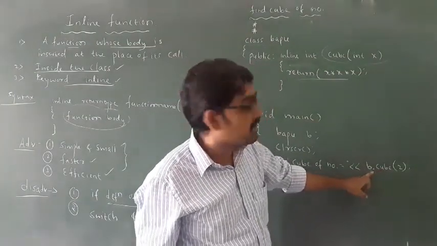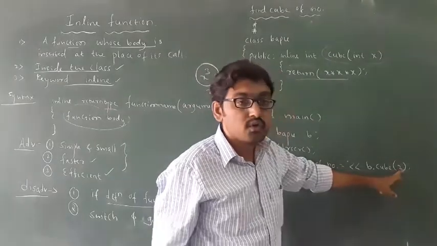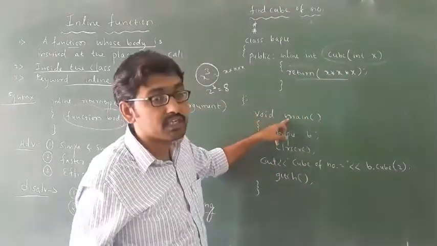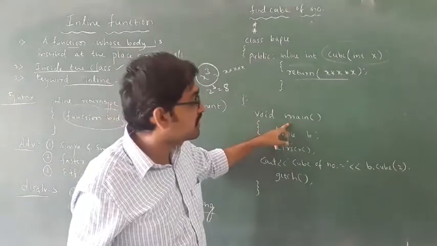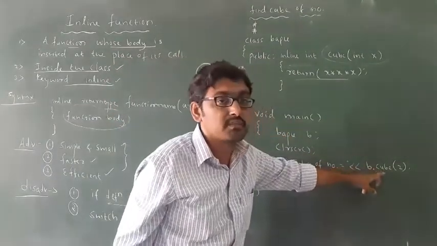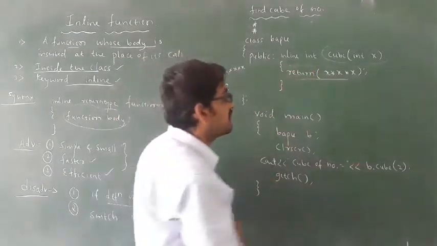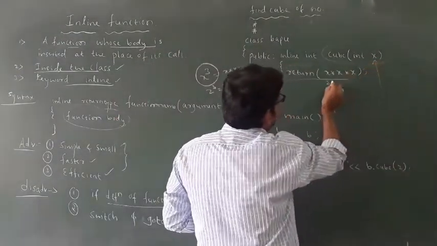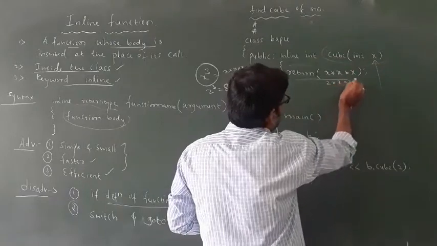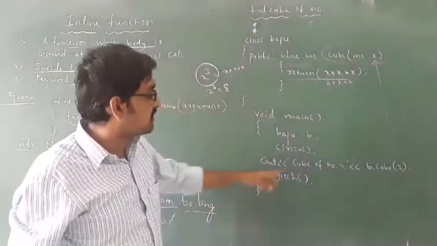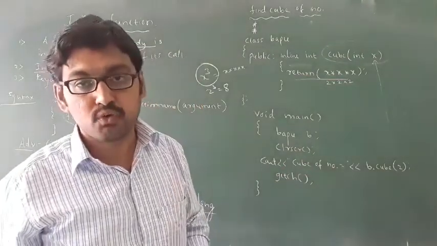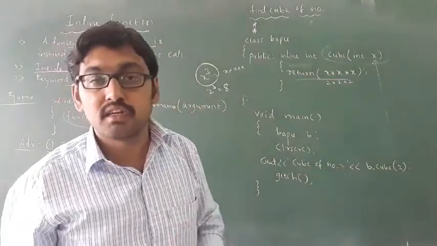By using the object, b dot cube 2. Where does the 2 go now? The main function calls the cube function by sending the argument. The 2 goes there, then 2 into 2 into 2, and the answer is "The cube of a number is 8", which is displayed.